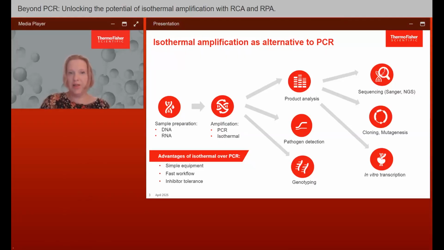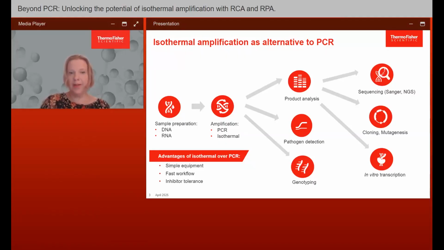PCR is the gold standard of amplification of nucleic acids, and isothermal amplification is getting more and more attention. Why one could choose isothermal amplification instead of PCR? Isothermal amplification has several advantages. First advantage is that equipment needed is extremely simple. Heated water bath is more than enough.